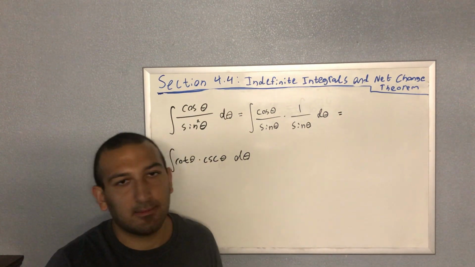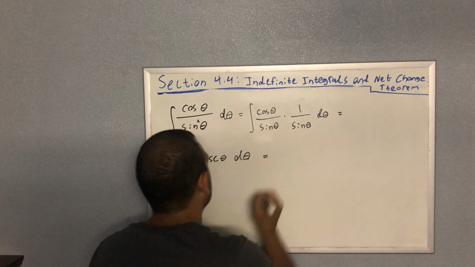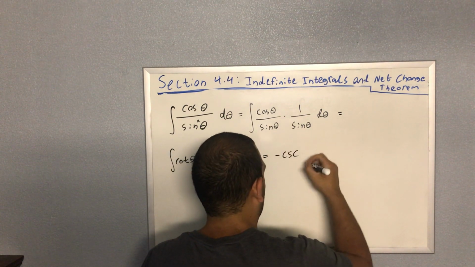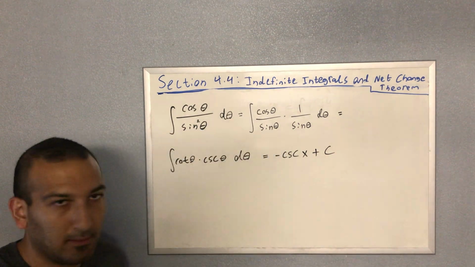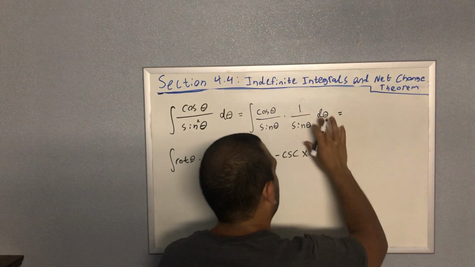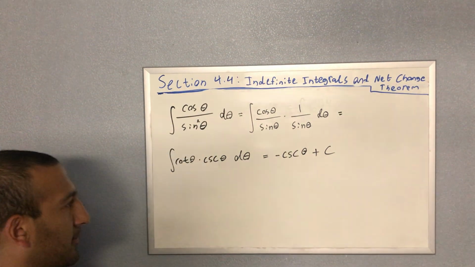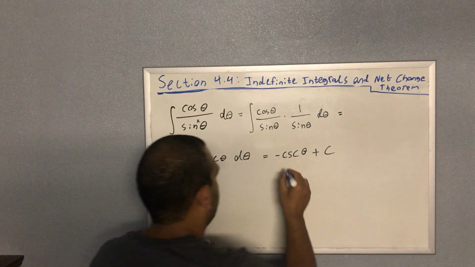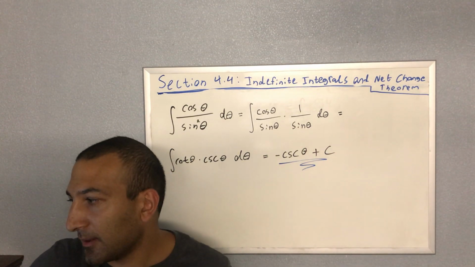So what should that be? What was the antiderivative of cosecant cotangent? It was negative cosecant x, correct? And then again, I've been writing x so much, this should be theta, right? Negative cosecant theta plus c. So this is again the antiderivative. Okay, maybe let's do another example. Keep it going.